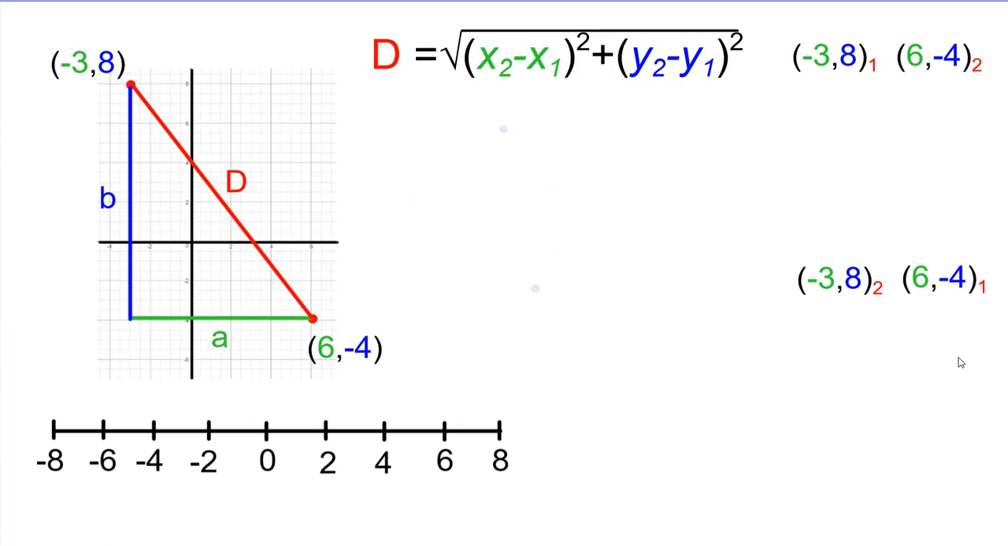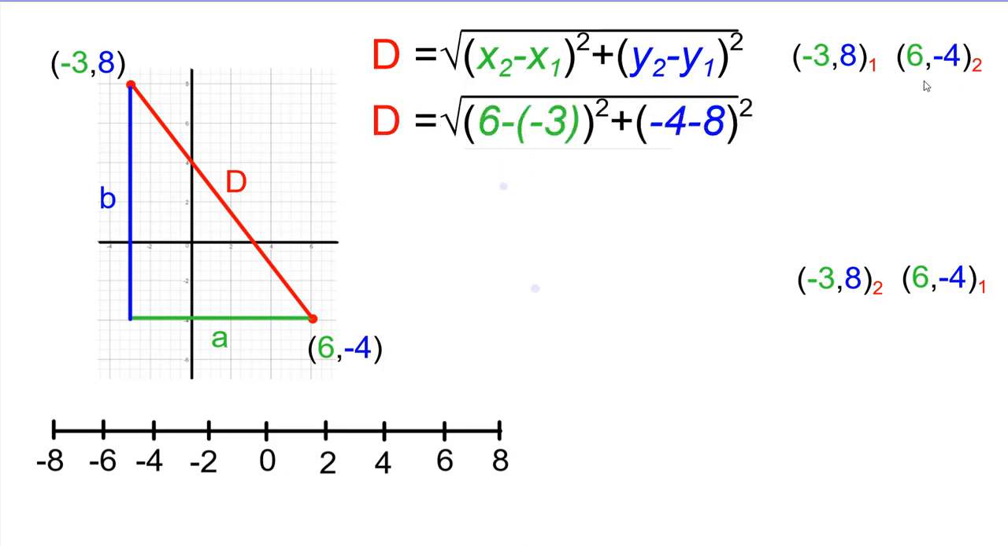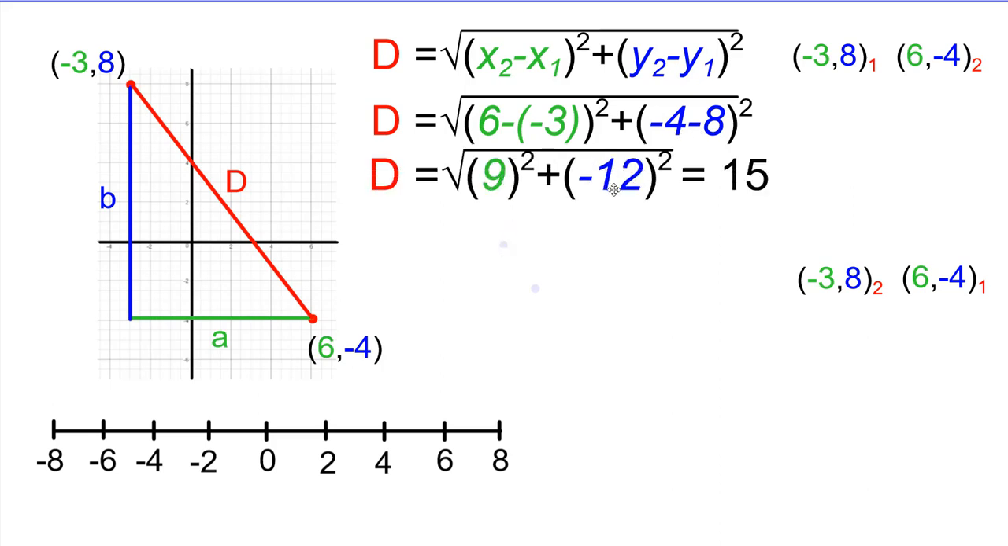All right, so another example, we'll do distance formula. We're going to go from (-3, 8) to (6, -4). So the first thing we might do with the distance formula is label our ordered pairs point 1 and point 2. So if we do x2 minus x1, that's going to be 6 minus negative 3, and then negative 4 minus 8. 6 minus negative 3 is going to become a positive 9, and then that would be negative 12. So we have positive 9 squared plus negative 12 squared, which is going to give us 15.